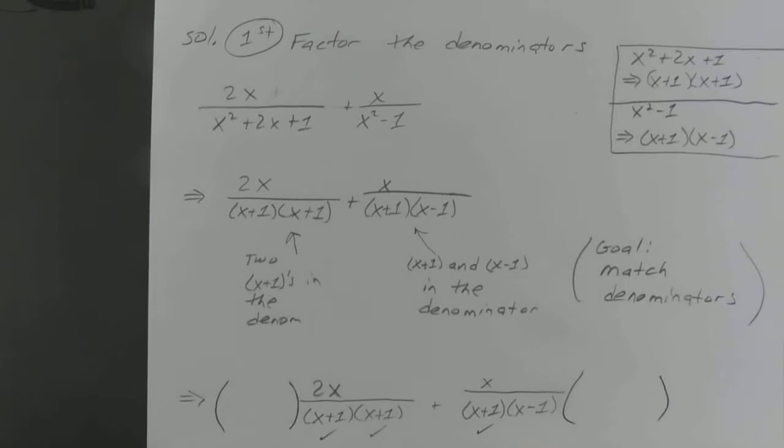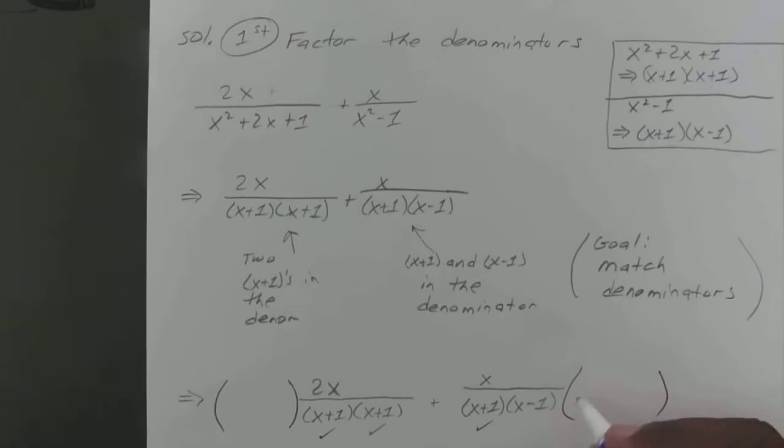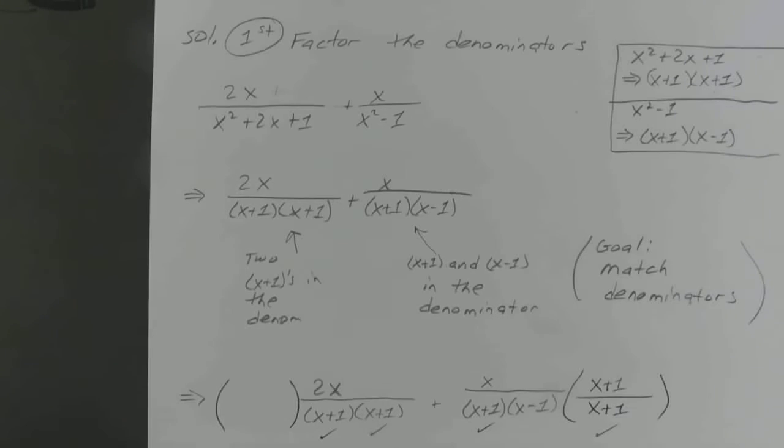This side, you have a second x plus 1, but you don't have a second x plus 1 over here. So what do? Yep, just multiply by x plus 1. But anything you do to the denominator, you have to do to the numerator. Okay, so now we have our second x plus 1 and our second x plus 1 there.